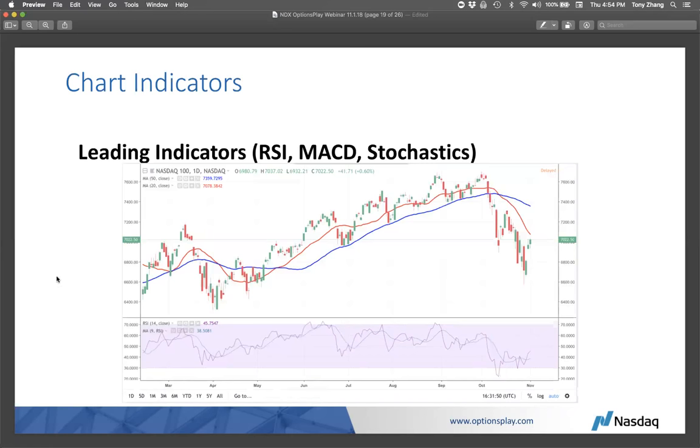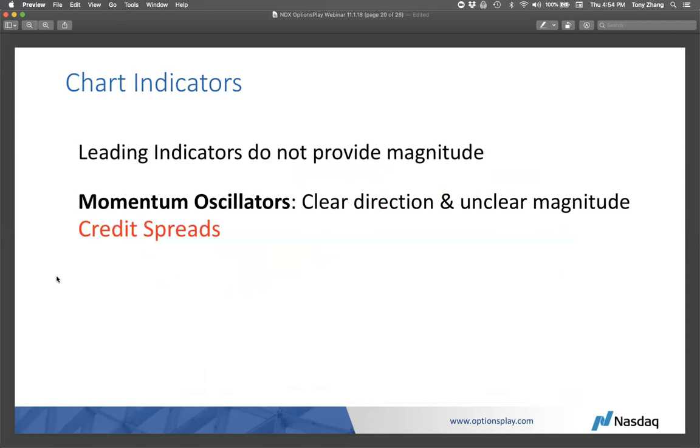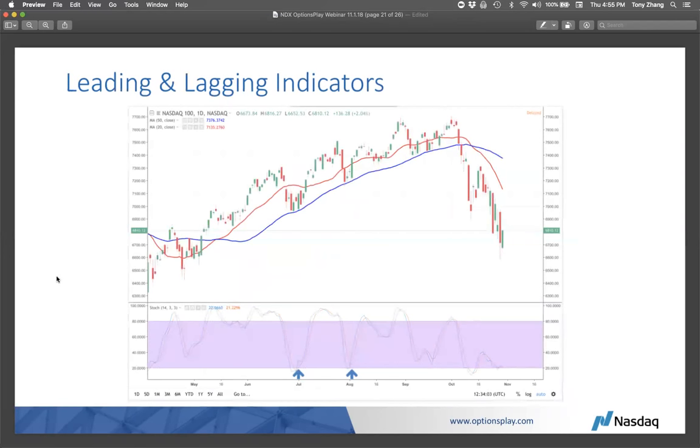So that's really why I want to make sure people understand the benefit of momentum oscillators, because it's the most popular strategy that I know people use, but I'm not sure that everyone's using the correct trading strategy off of that. And credit spreads really allow you to maximize these momentum indicators.